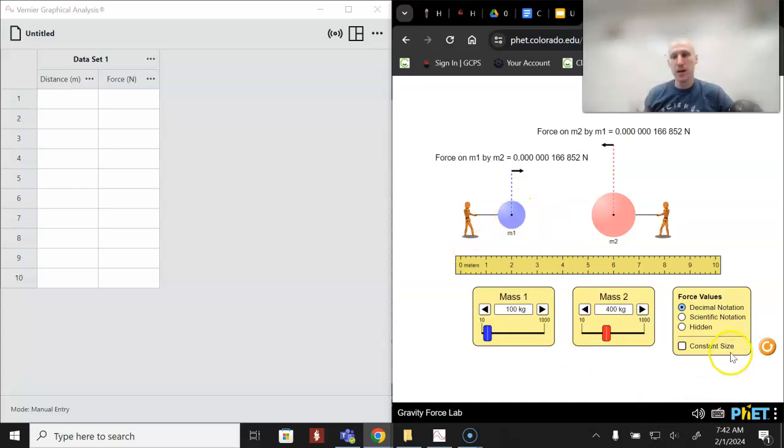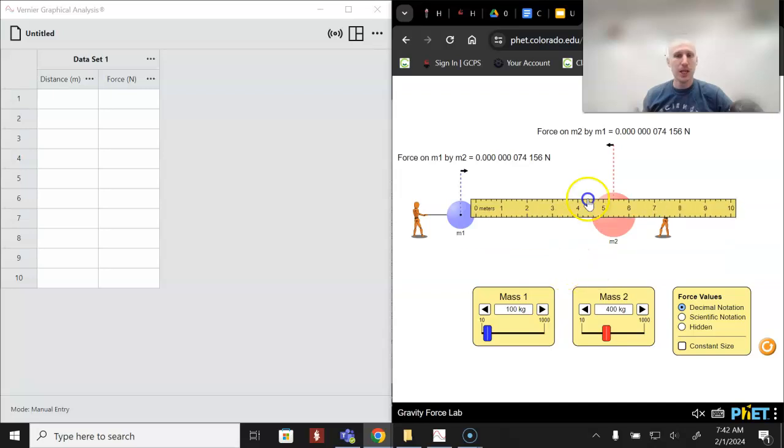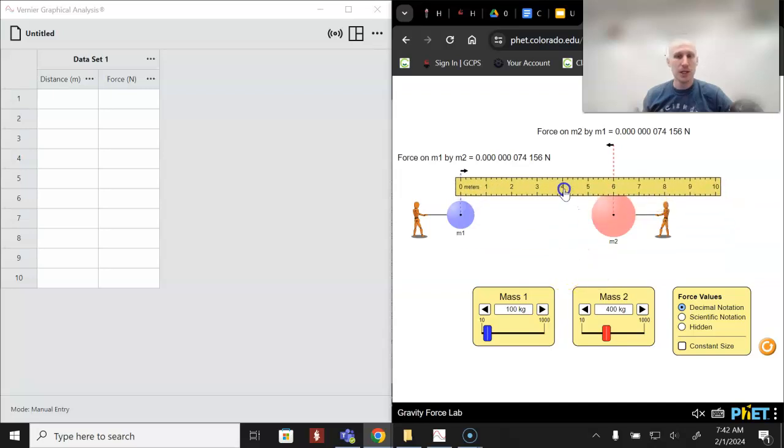So we've got our simulation set up here. Let me turn the sound off. The first thing I want to do to set this up is the distance and force measurement. I want to move this blue mass all the way to the left, and I want to take my meter stick and center it so my zero mark is on the dotted line. That way it makes it really easy for me to take my distance measurement.